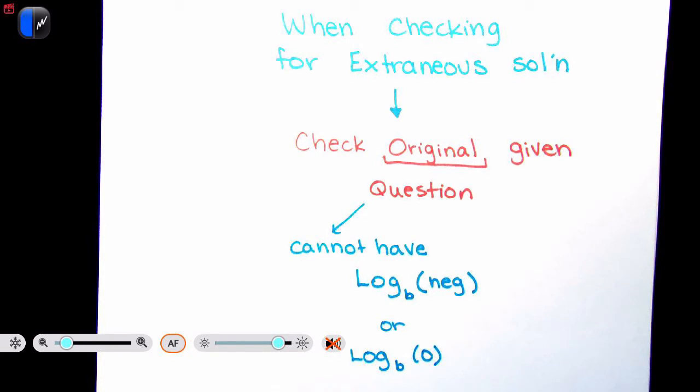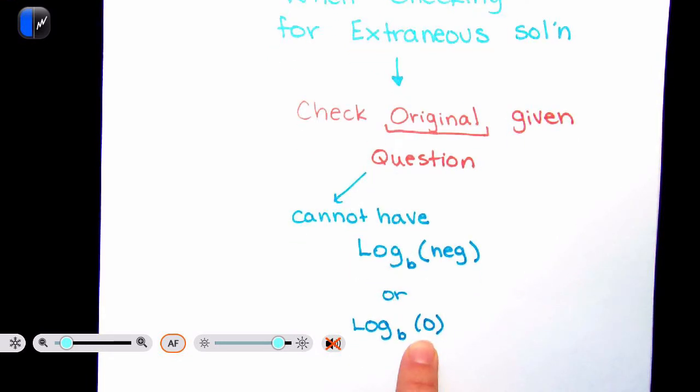Now, what does it mean to have an extraneous solution? That means it doesn't work. For your extraneous solutions, if you have a log of a negative number, if inside the bubble you get a negative number, immediately that doesn't work and you have an extraneous solution. If you have a log base b and you take the log of 0, that also immediately doesn't work.